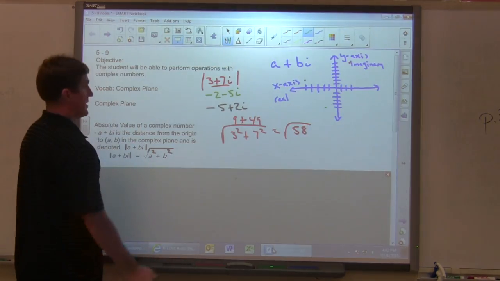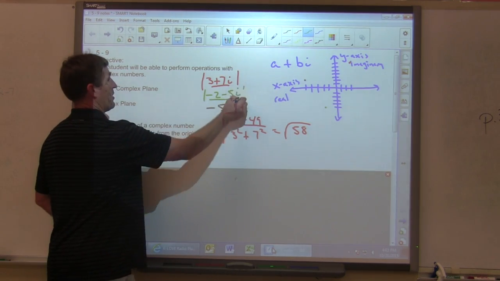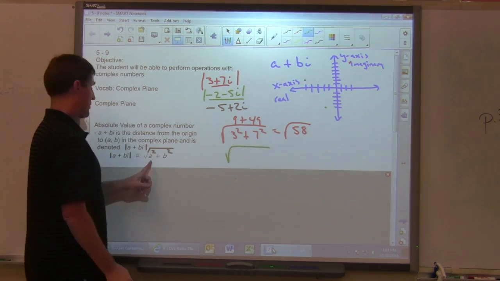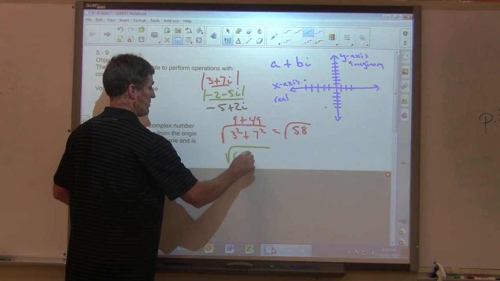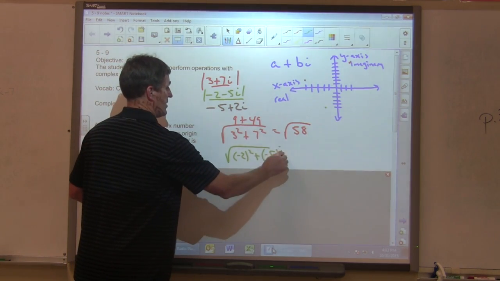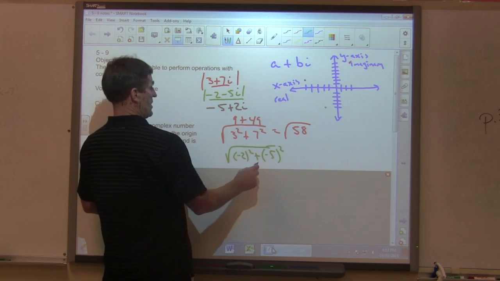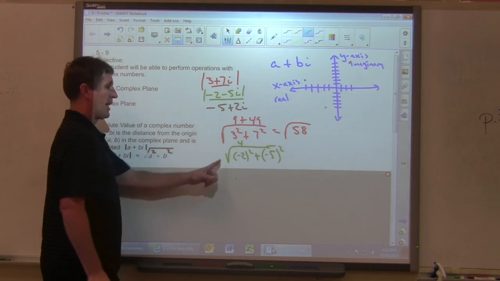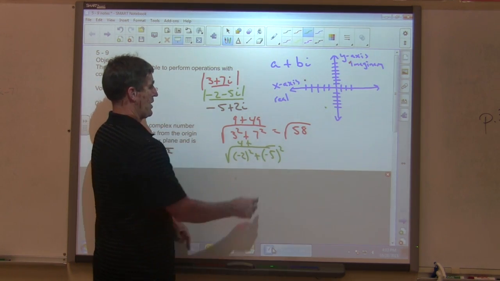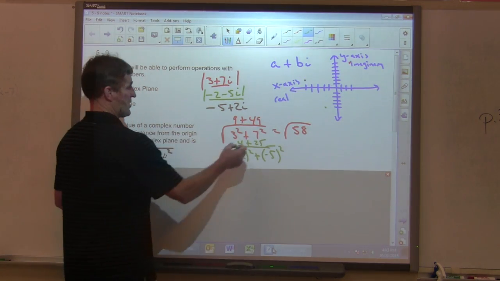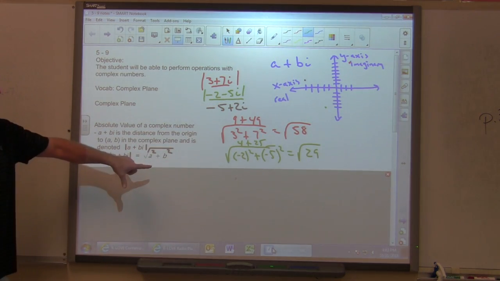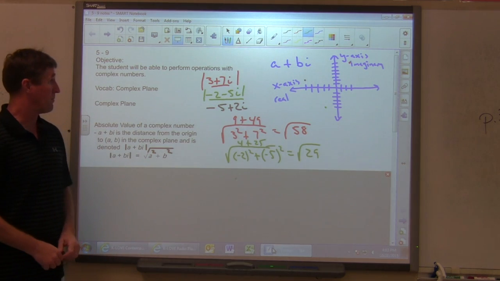Let's take the second one. Let's take the absolute value of negative 2 minus 5i. So now we're going to take the square root of a, which is negative 2 squared, plus negative 5 squared. Remember, when you square a negative number, it will always be positive if it's written this way. So negative 2 squared is 4, plus negative 5 squared, which is 25, and so this would give us the square root of 29. Again, we don't have any perfect squares in 29, so we would be finished at that point.